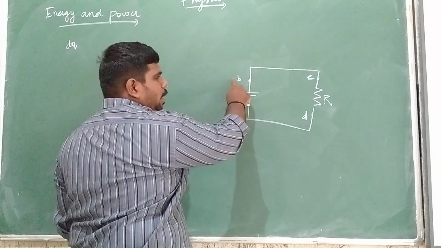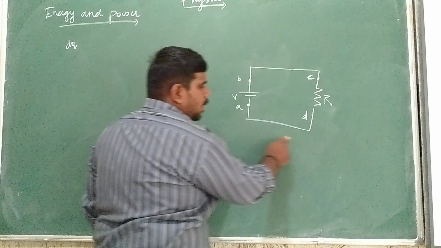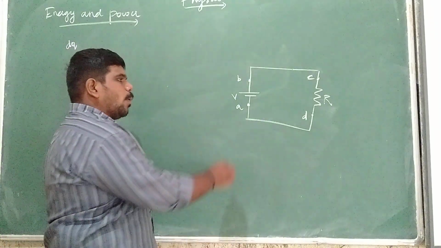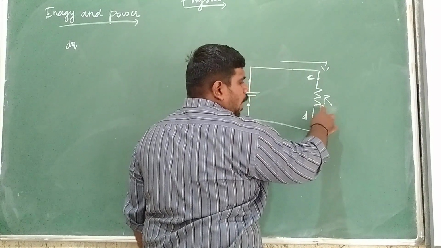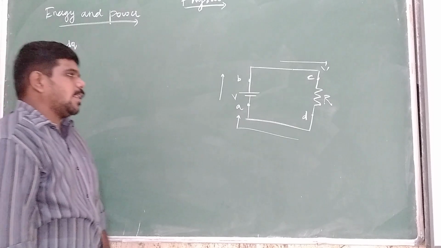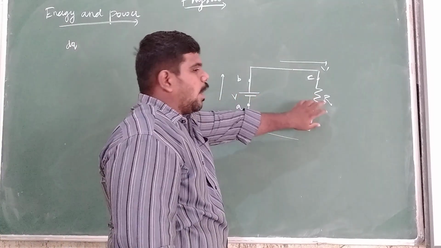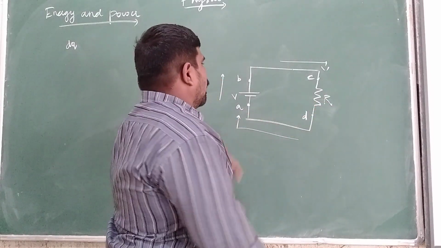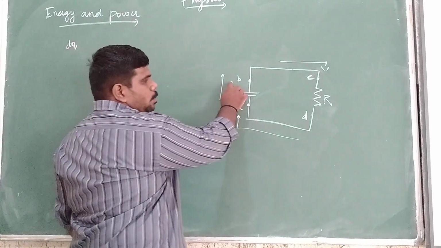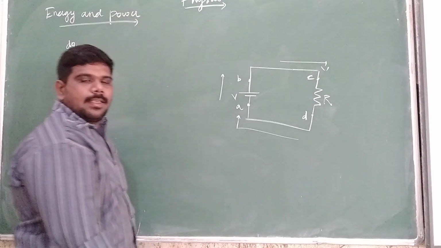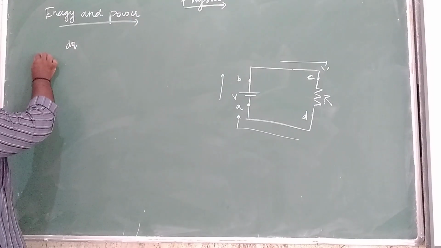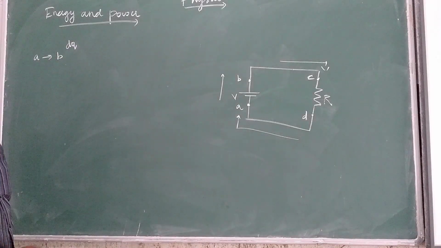Consider a circuit containing a battery of voltage V connected to a resistor of resistance R. We mark the points A, B, C, D. When the battery is connected to the circuit, a current is established. We assume a charge dQ moving from point A to B, then from C to D through the resistor R, then back to A.